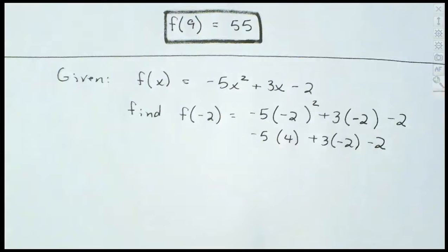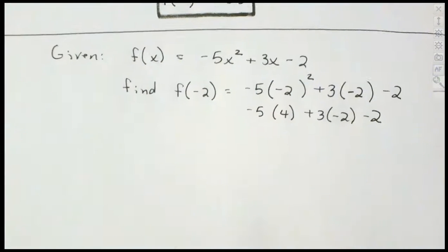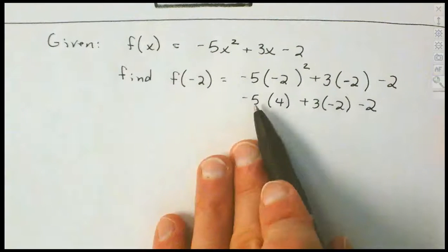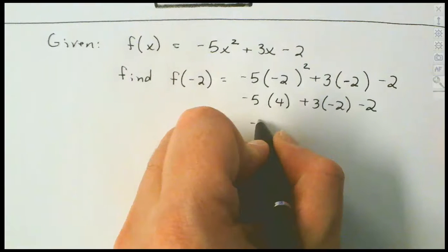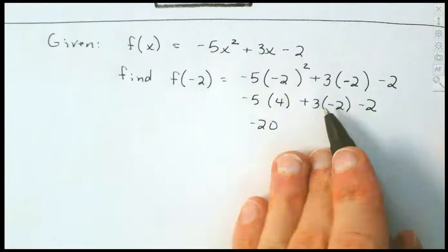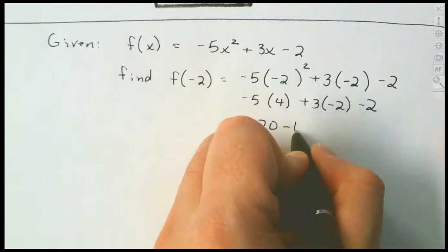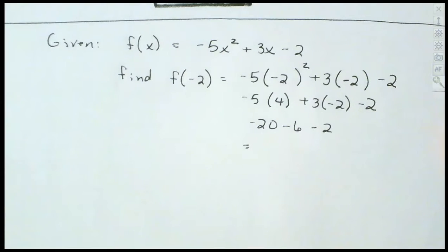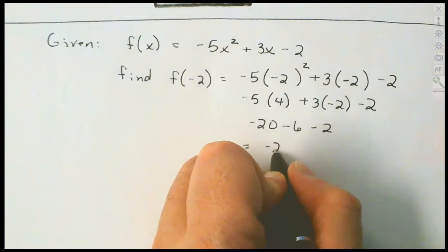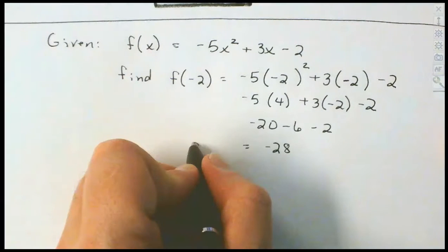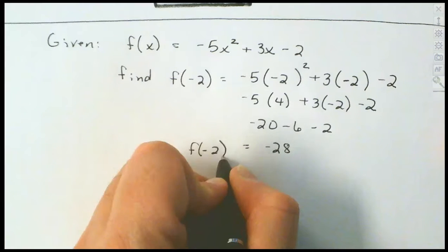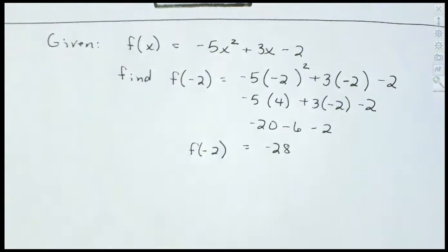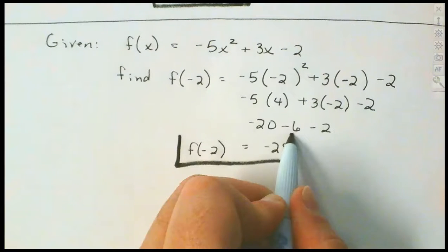So you square that negative, it becomes a positive. And now we can go ahead and multiply. So negative 5 times 4, that's a negative 20. 3 times a negative 2, that's a negative 6. And then we have a minus 2. And they're all negative, so we can add them all together. And that's going to come out to be a negative 28. So f of negative 2 would now be a negative 28. You plug a value in, and you break it down.